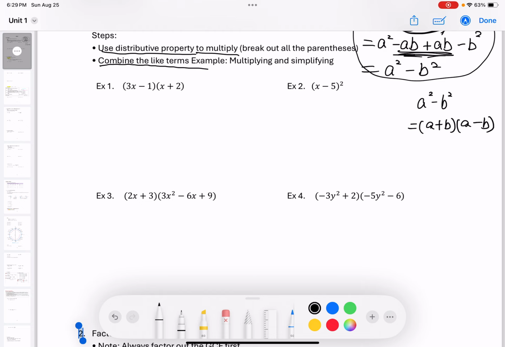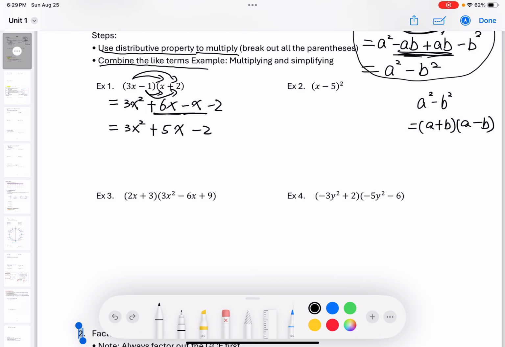All right, let's do the first example. Expand the multiplication between two binomials. So we distribute the 3x in the second parentheses. We have 3x times x, 3x squared, 3x times 2, plus 6x. Then distribute negative 1 in the second parentheses. So minus x, then minus 2. Combine like terms. These two are like terms. We have 3x squared plus 5x minus 2, because plus 6x minus x is plus 5x.